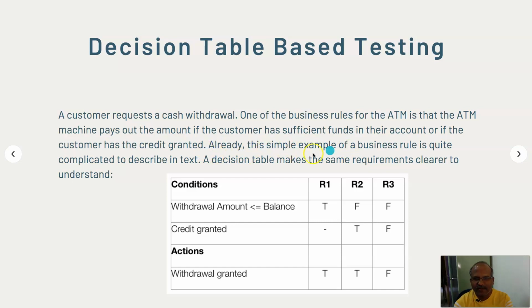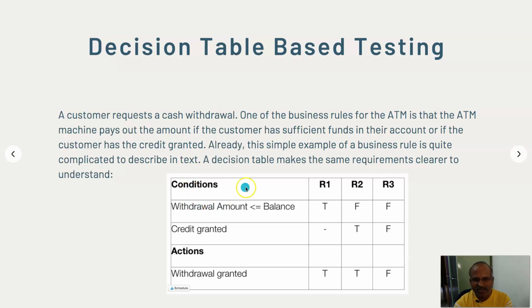Even though this is a simple example, it's complicated to describe in text. If you're writing it scenario-wise, it gets complicated. So that way the decision table makes it easy to write your scenarios, right?